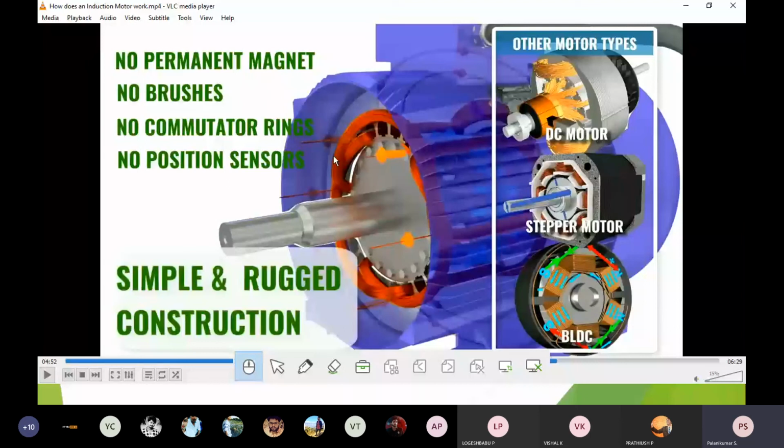Whatever energy or power we give to the stator, by means of electromagnetic coupling only, the power is transmitted to the rotor, by the induction principle. The induced EMF facilitates the rotation, which is why it is called an induction motor. Because there are no brushes and no commutator rings, there is no need for any position sensor. With no permanent magnet and so on, it makes a very simple and rigid construction.